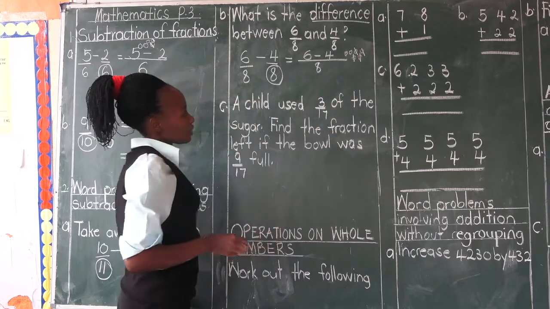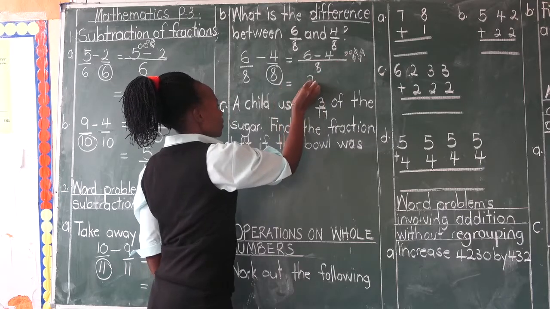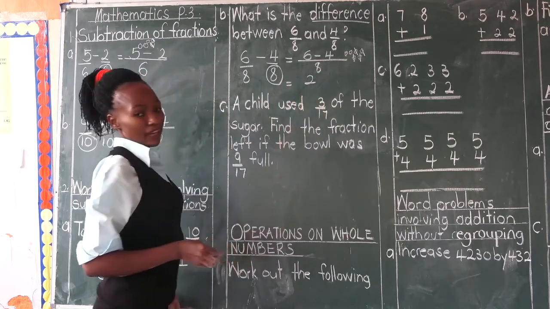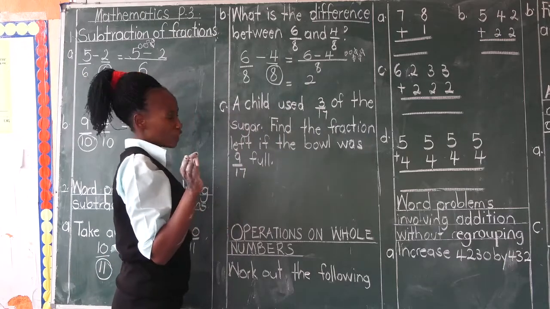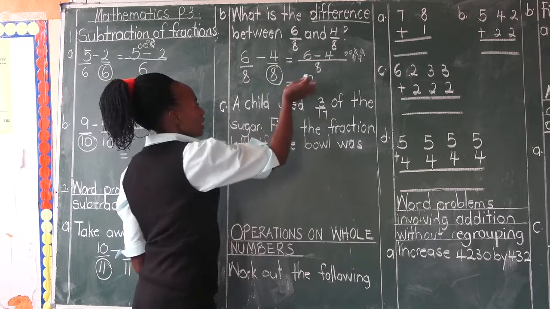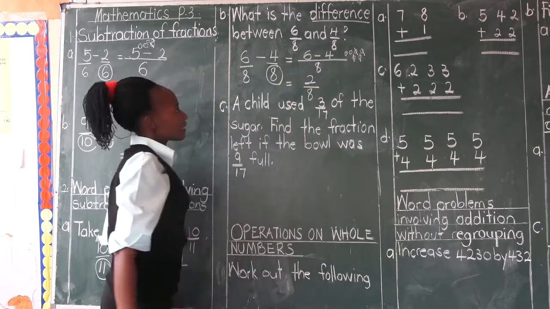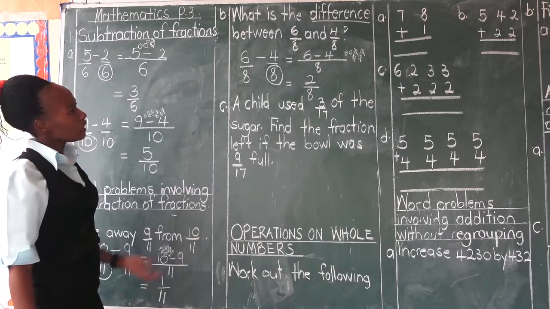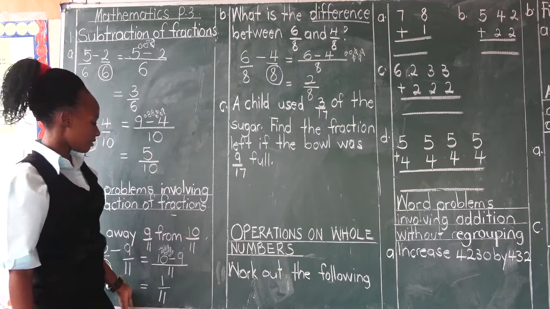How many have you remained with? 1, 2. Then our answer is going to be 2. If you forget to put there a sleeping line and a denominator, your answer will not be a fraction and it will be wrong. Now we've got 2 out of 8. That's the difference between 6 out of 8 and 4 out of 8.